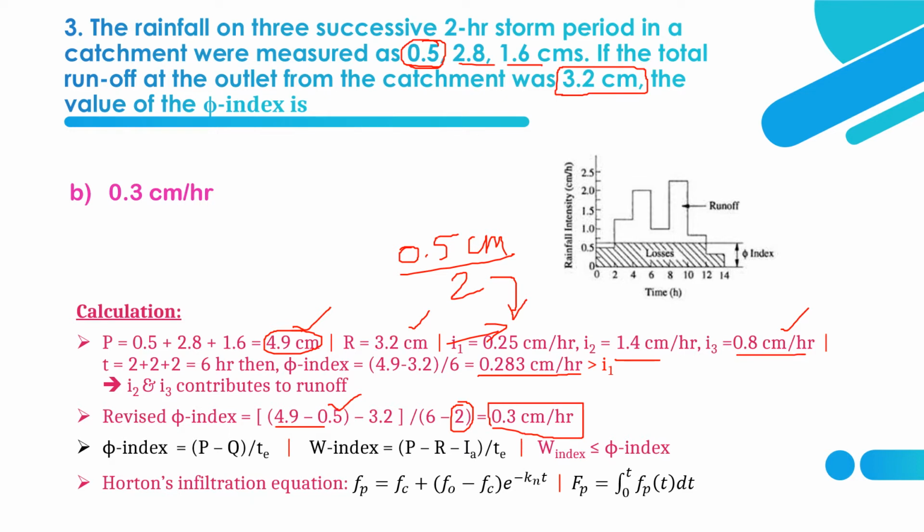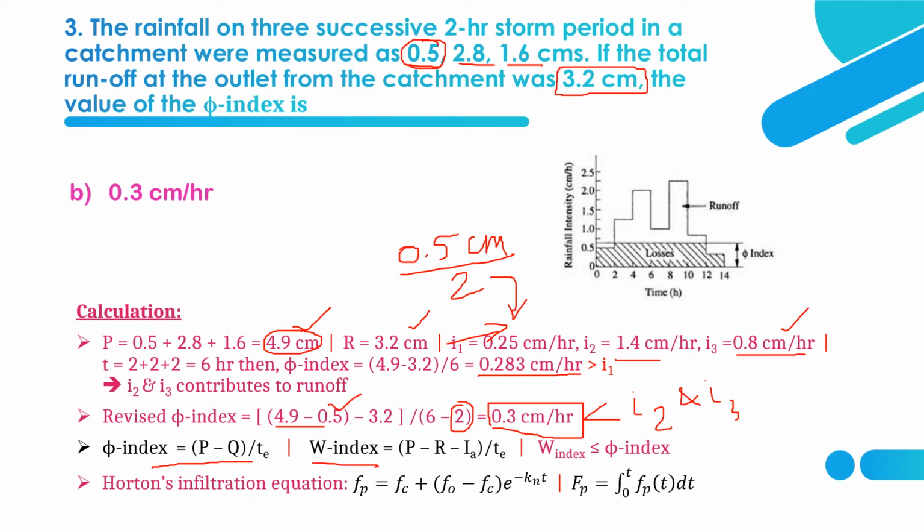Now this value will be less than I1, I2 and I3. I1 not, I2 and I3. That means I2 and I3 will possess runoff value and contribute some runoff. So this is how we have to calculate the phi index, and the phi index formula is nothing but P minus Q by T. We have already seen that.